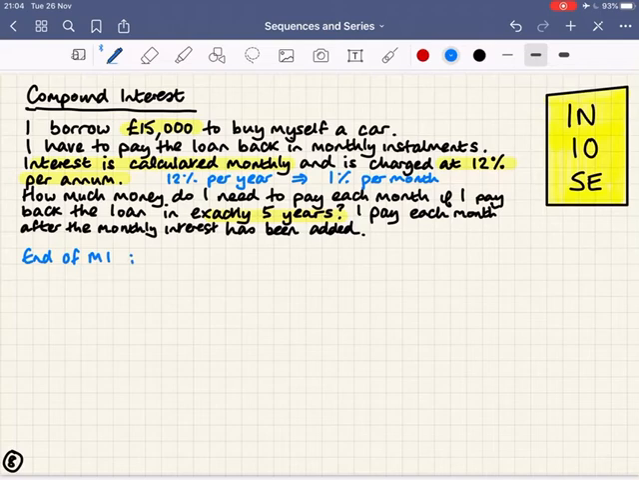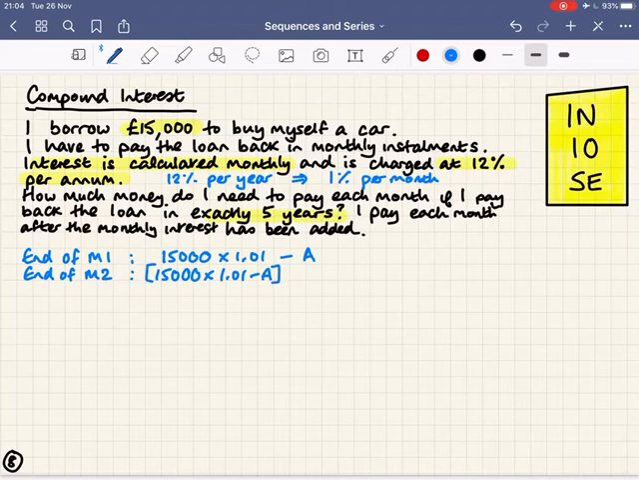Well, I've got 15,000 and I'm paying interest of 1.01%, and then let's call this A for the amount that I pay, and then I subtract the amount that I'm going to pay, which I don't know what that is yet. At the end of month 2, I'm going to have the amount that I had at the beginning of month 2, which is the total above, 15,000 times 1.01 minus A. I'll put that in brackets.